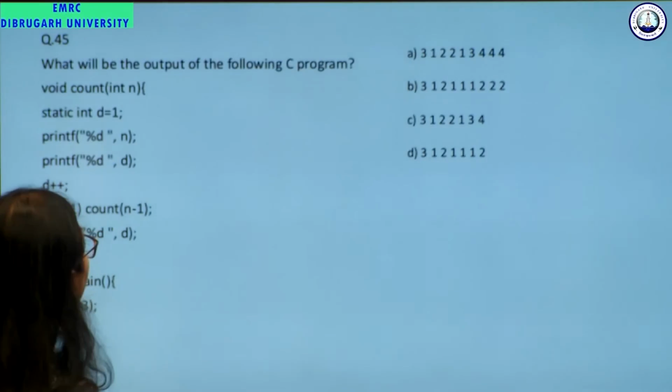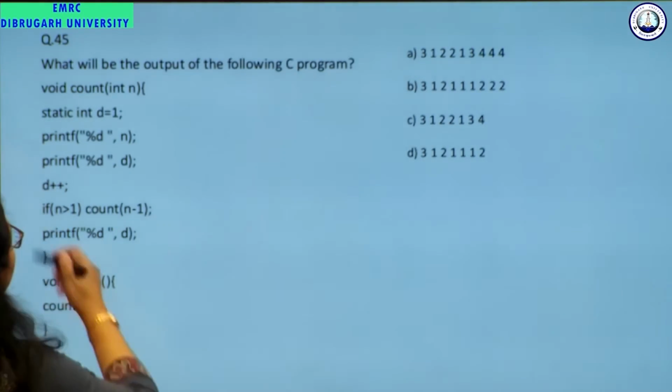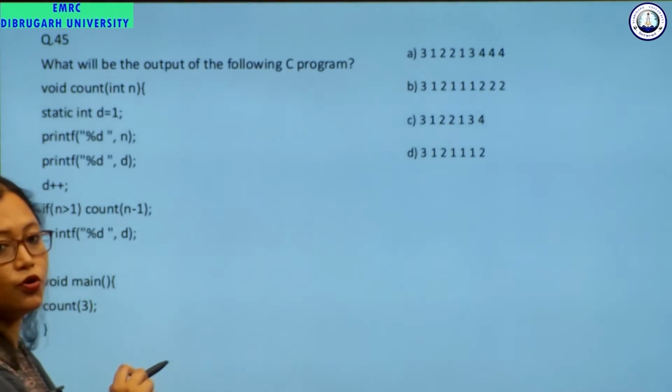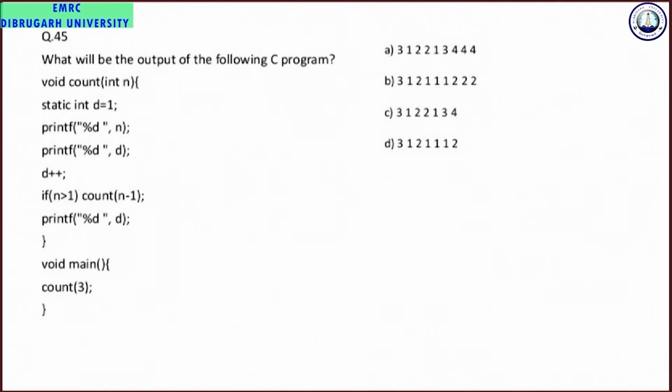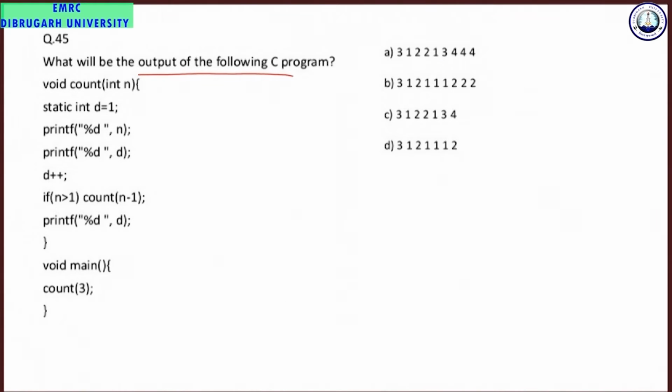Okay. So, coming to the next question, it is question number 45 as per my set. Here we have to find the output. What is the output of the C program? This is the main function and this is the function call. When it is the function call, we will come here. Here int n, we can relate this with this one. So, our n is equal to 3.